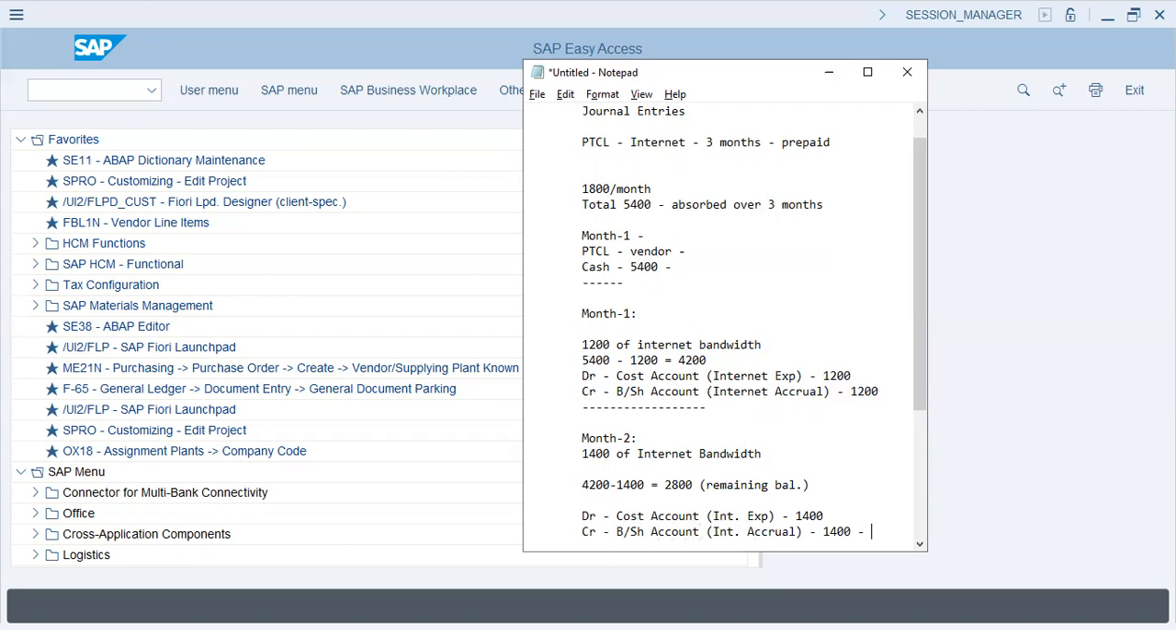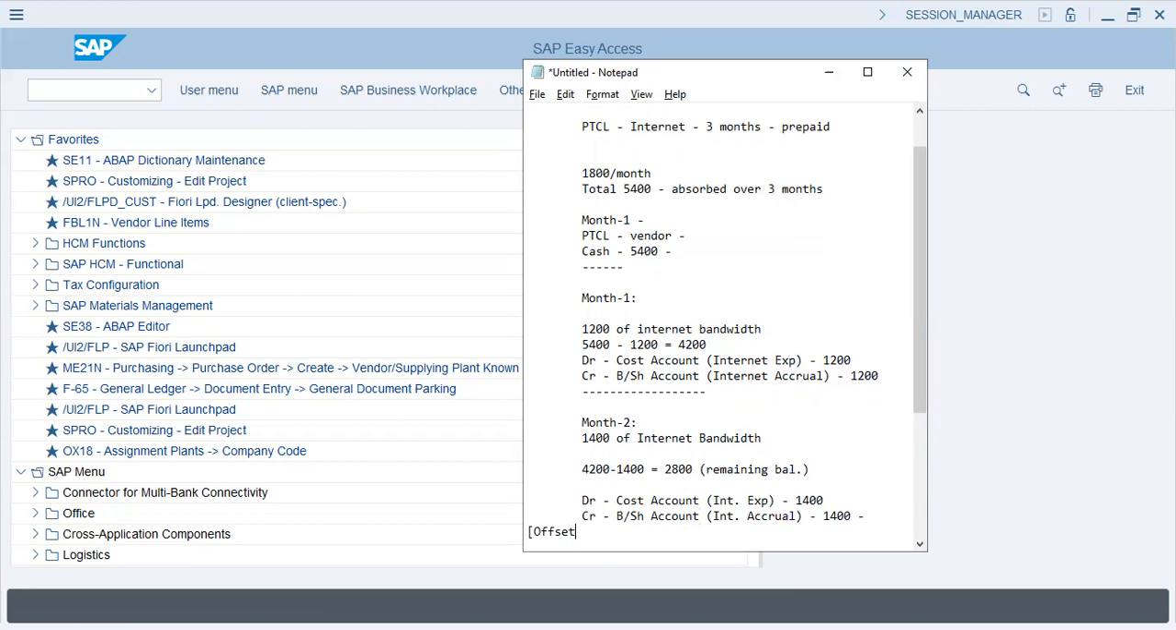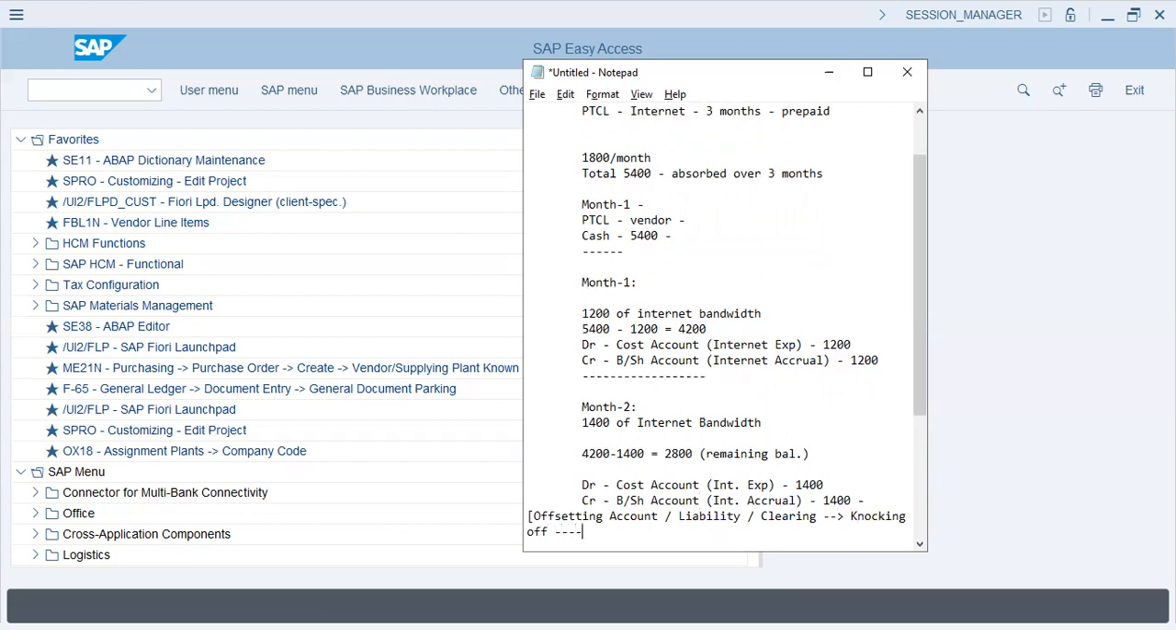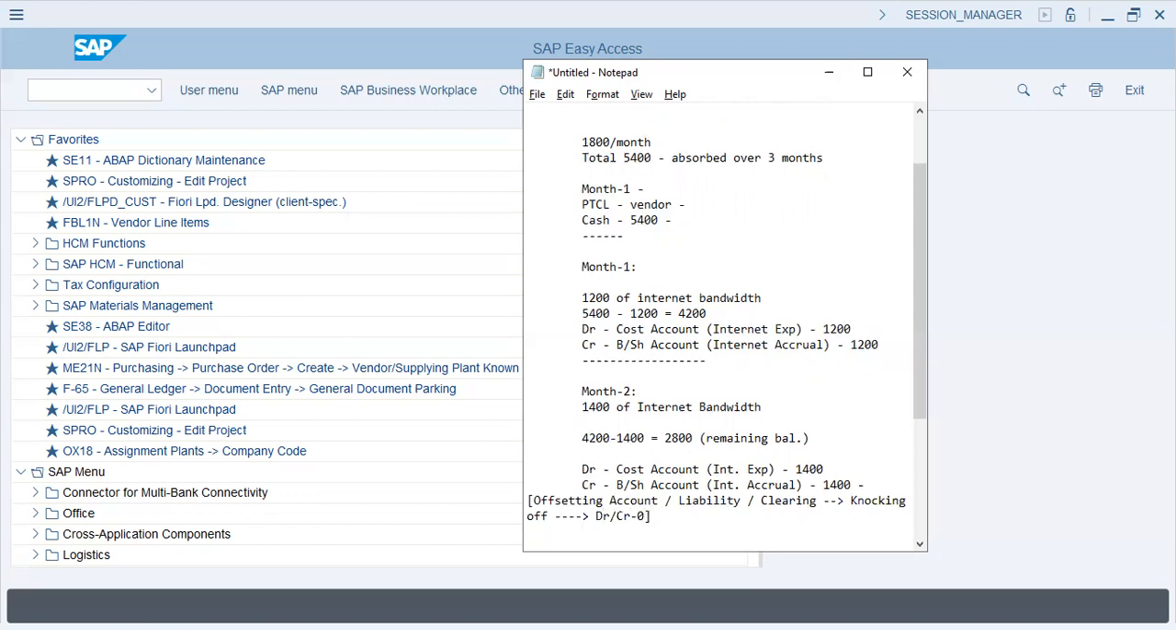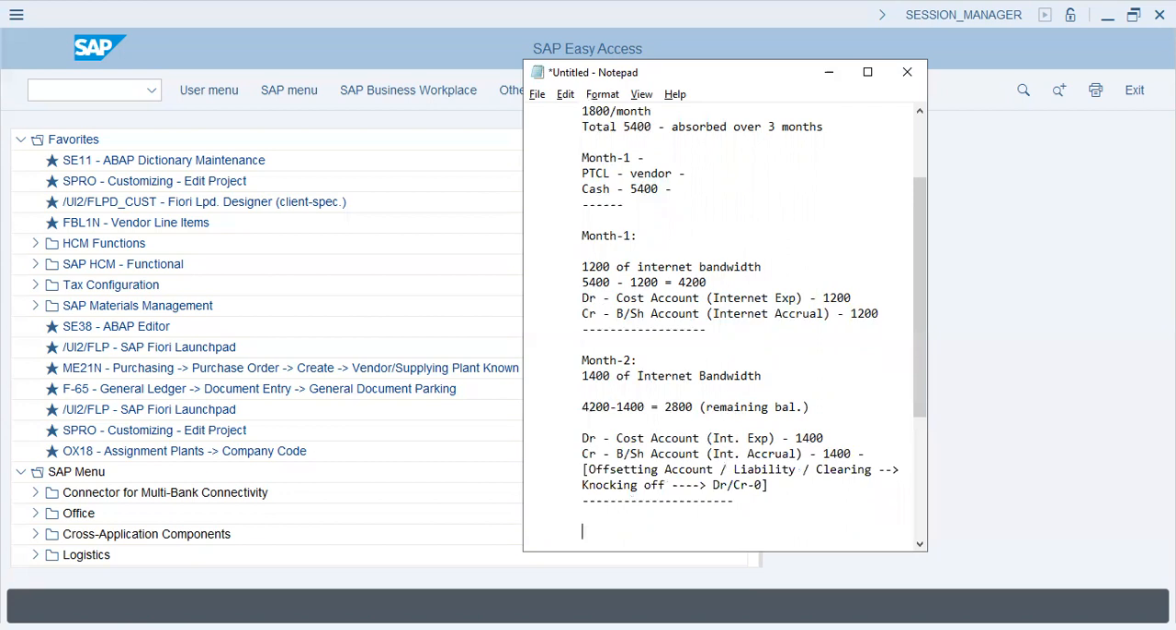Now, what is this accrual? A sort of, call it offsetting account or a liability account or a clearing account, which is used for knocking off. It has to be knocked out with debit and credit 0. Okay, this is a clearing account, but with the shape of liability account, because you have to do it at month end. What you're left with is 2800.